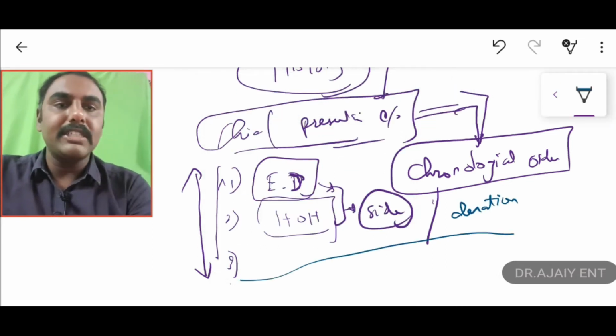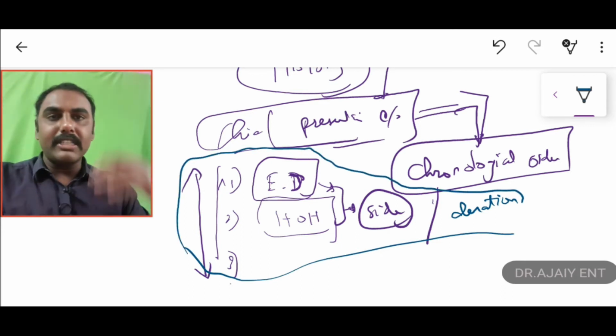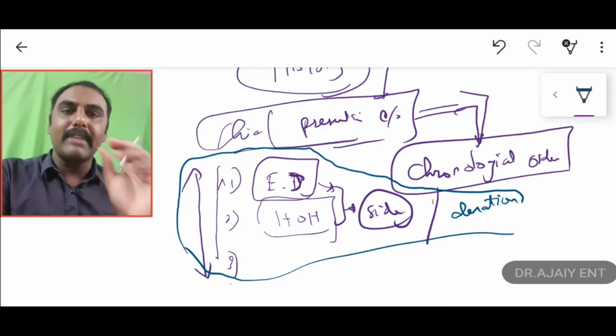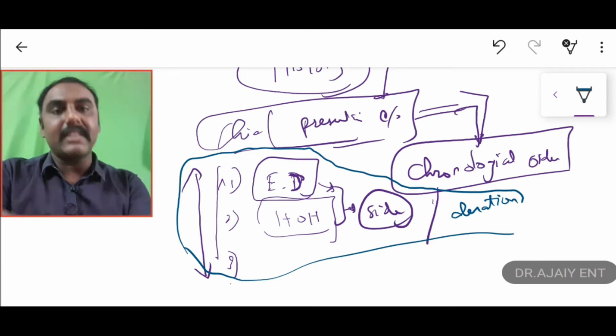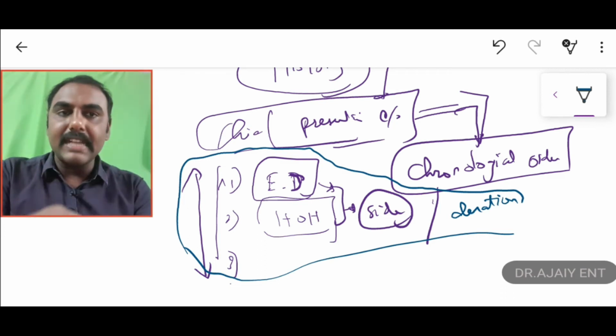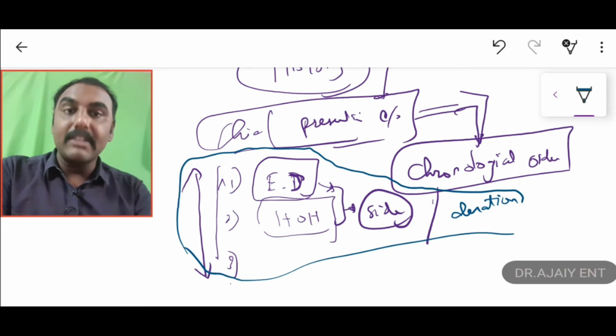So this is how the chief presenting complaint should be. Don't put down 6 or 7 chief presenting complaints. Make sure that you limit to 1 or 2, or maximum 3, which are relevant to our case scenario. Okay, so ear discharge, or hard of hearing, or tinnitus, or vertigo, whatever you can write, but relevant to our clinical scenario.